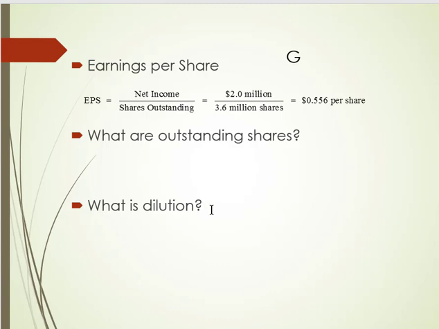Now, dilution is a question. So what happens when a company issues more stock? If they issue more stock and nothing else happens, earnings per share is going to go down because shares outstanding went up. Does that mean the company is doing worse? Not necessarily. So again, dilution is an issue that we have to deal with from time to time when you think about companies issuing shares, or quite frankly, companies buying shares back, which is the opposite of dilution.